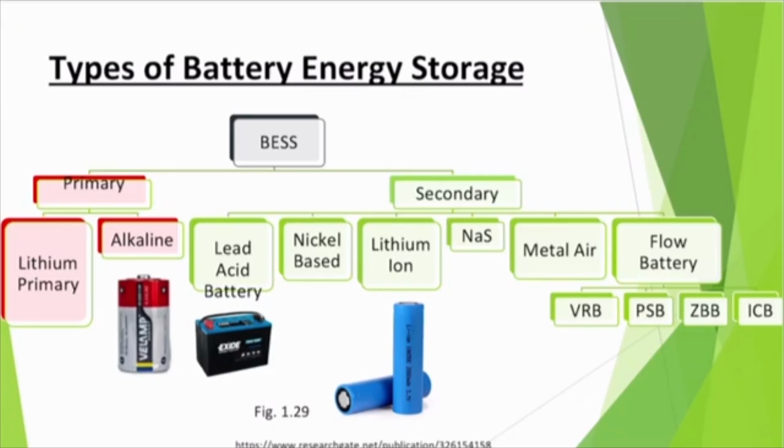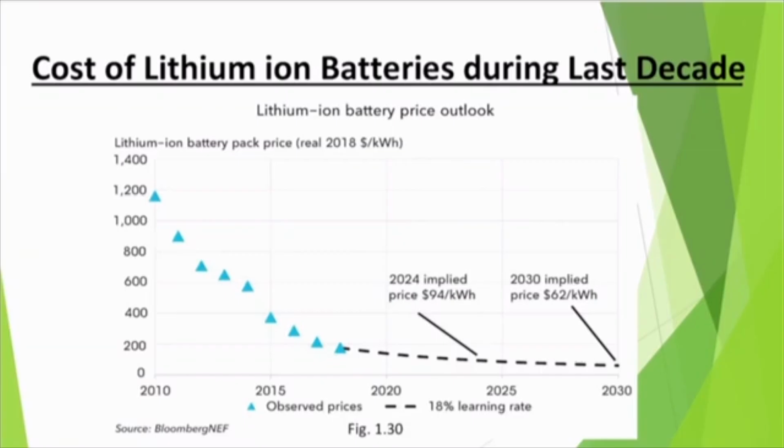Now, if you see the whole set of diagrams, battery energy storage systems are divided into two sections. One is known as primary, the other as secondary. The primary could be either lithium or alkaline. In the case of secondary, it could be lead acid, nickel-based, lithium-ion, NAS, metal ion, flow battery, and all those technologies. So today, we are very keen to use secondary batteries for large renewable energy storage. Now, one thing is very important. Lithium-ion is considered one of the best storage technologies as of now, and the cost was an issue, but fortunately, the cost keeps on dropping over a period of time.